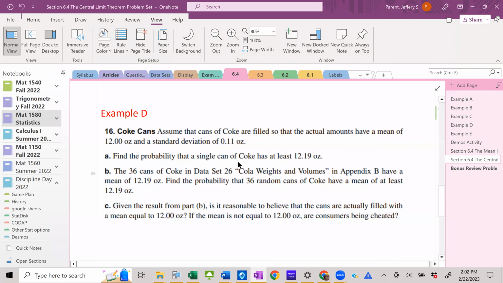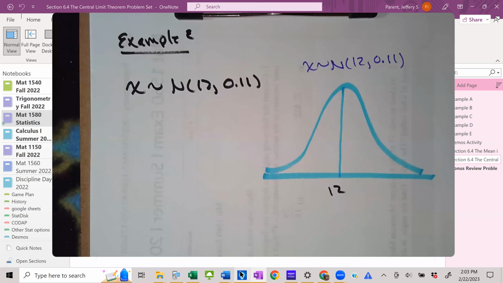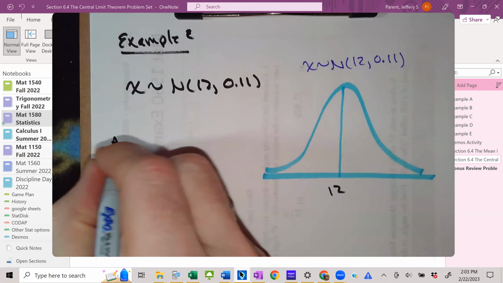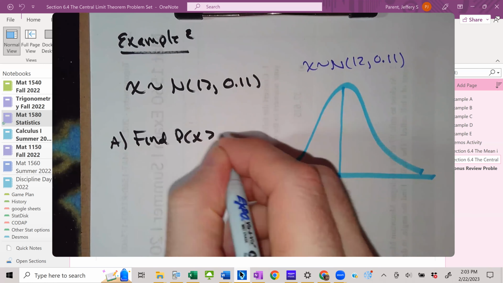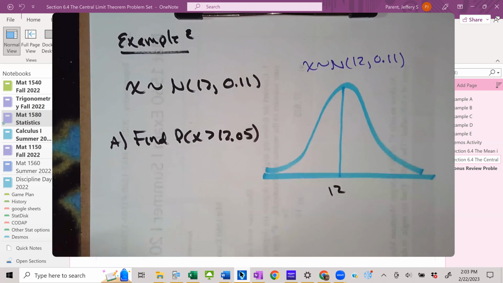Find the probability that a single can of Coke has at least 12.09 ounces. Now I'm going to change it from what we have here, from 12.19 to 12.09. Actually, I should probably change it to something smaller. How about 12.05? Let's do that. So let's find the probability that X is greater than 12.05. So let me go back here. So part A, find the probability that X is greater than 12.05.